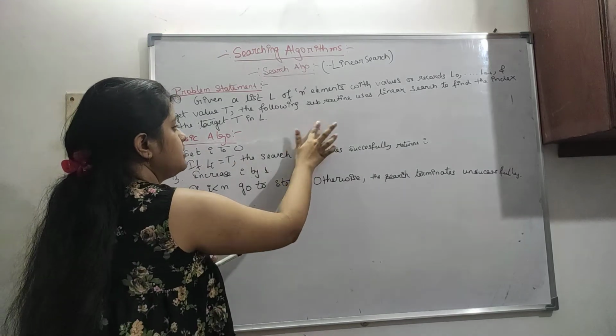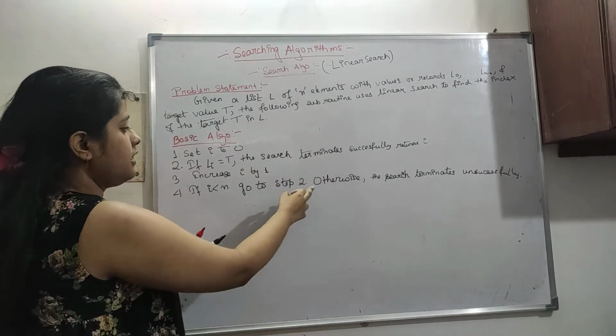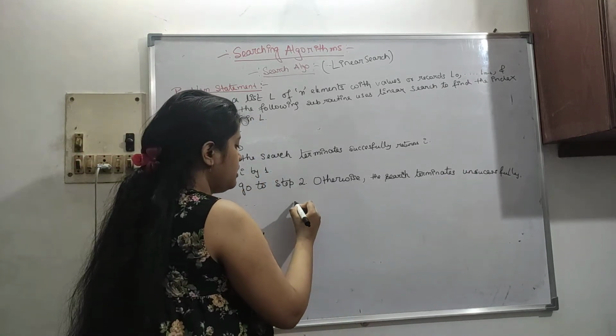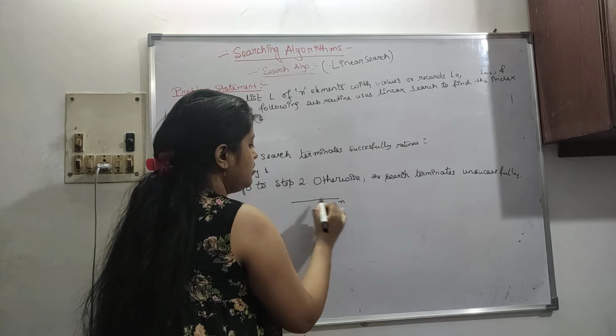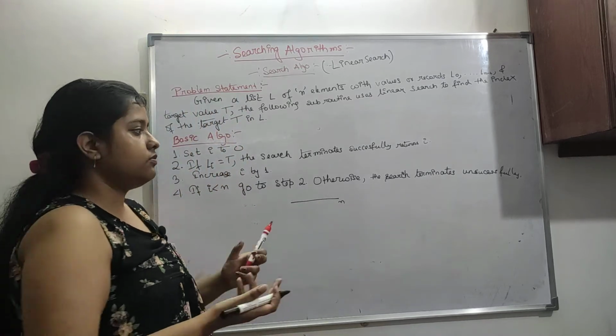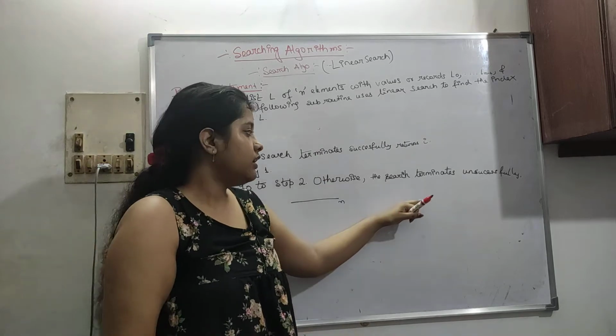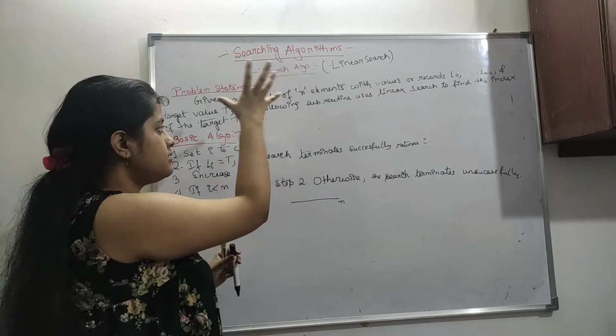Or else, if we cannot find anything, the search terminates unsuccessfully. The search will go from the first element to the nth element, and it will say unsuccessfully that the algorithm hasn't found the target element. So this is just the basic idea.